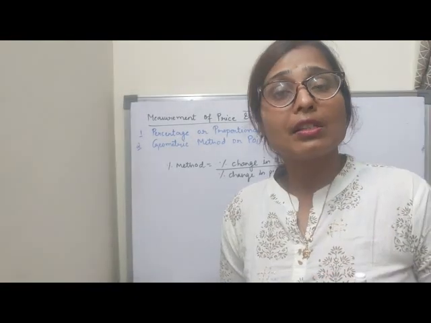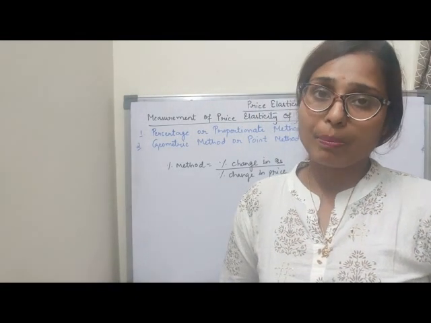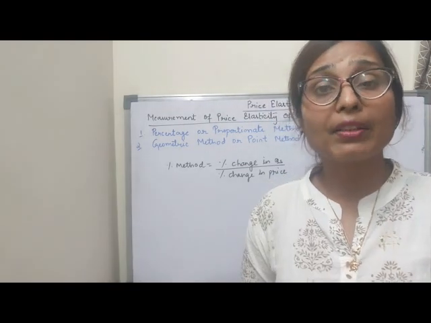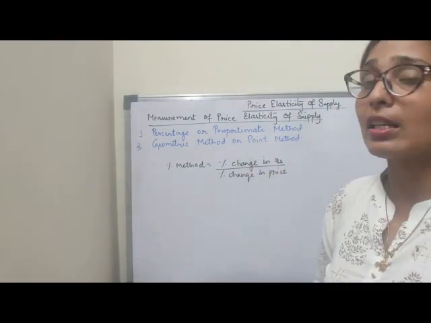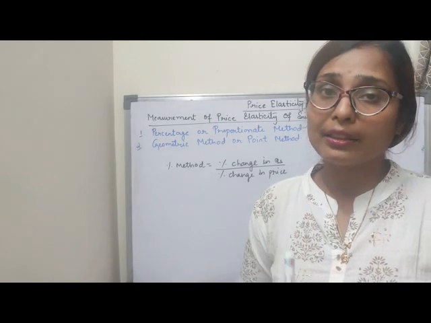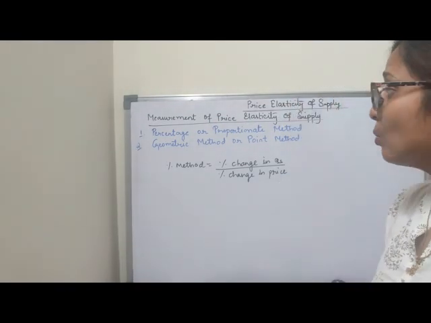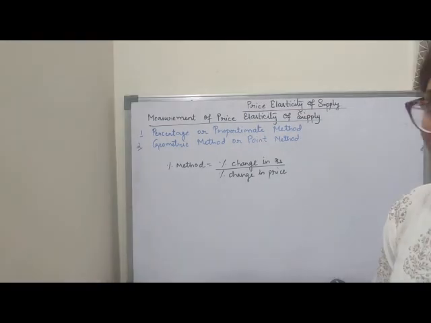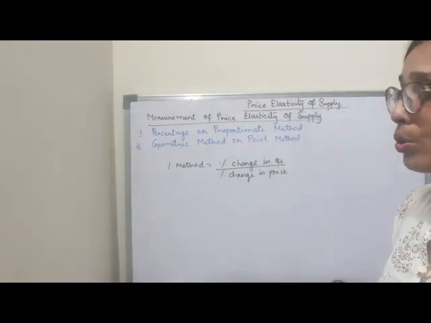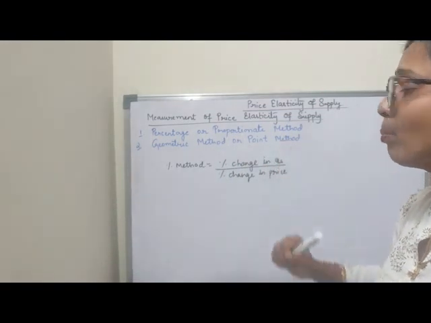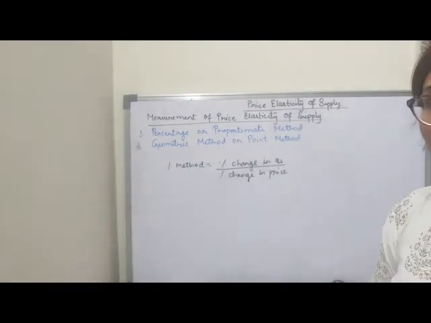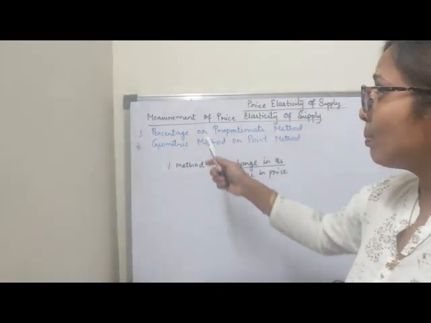After knowing the various degrees of the price elasticity of supply, now we will understand the methods of the measurement of the price elasticity of supply. So in this stage, we shall discuss only two methods which are commonly used while calculating the price elasticity of supply. First is the percentage or proportionate method. Second is the geometric or point method. So we will elaborate both, but let us understand the percentage method first.